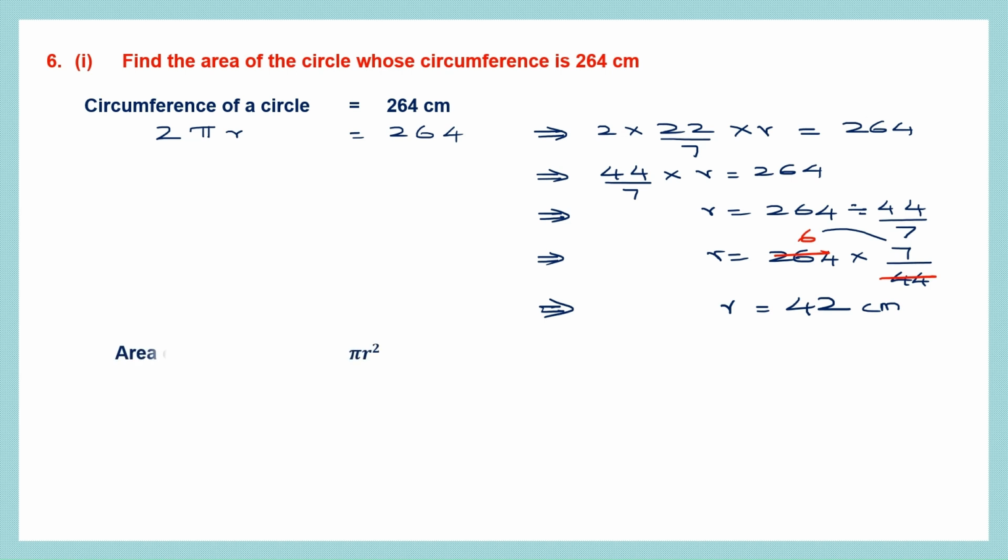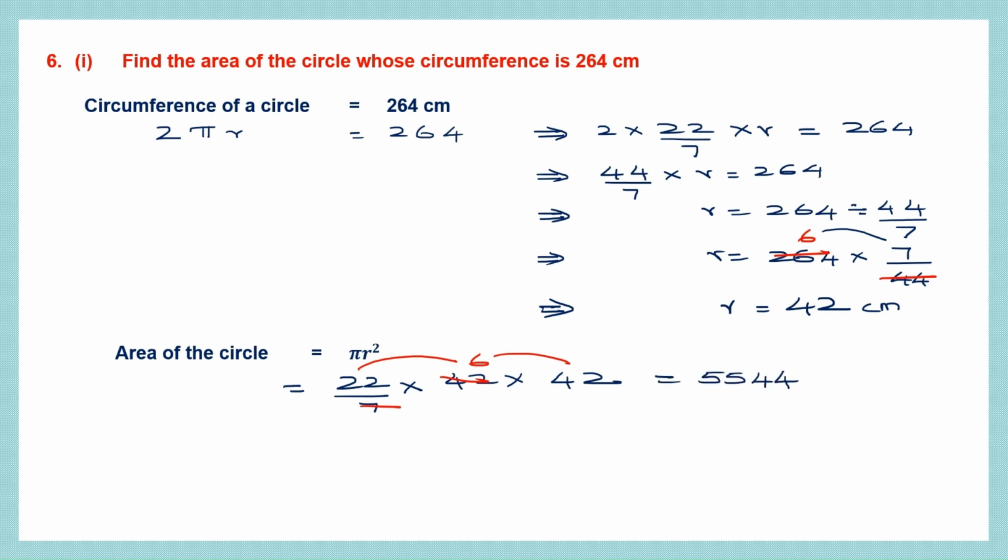Now we can find the area. The area of the circle is pi r square. That means 22 by 7 into r, which is 42. r square means 42 into 42. Now let's cancel. 7 sixes are 42. Now we just have to multiply 22 into 6 and that into 42. When you multiply, you will get 5,544. So this is the area of the circle, 5,544 centimeters square. So we have found the area and this is our answer, 5,544 centimeters square.